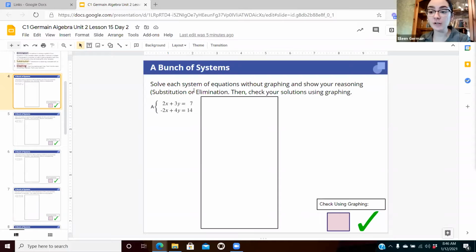So what are you guys doing today? You're solving all four of these what? Let me know in the chat. Very good, Abby. Very good, Tyler. Very good, Junior, Sadie, Gwen, Adam, Ian. We're solving these four systems using elimination.